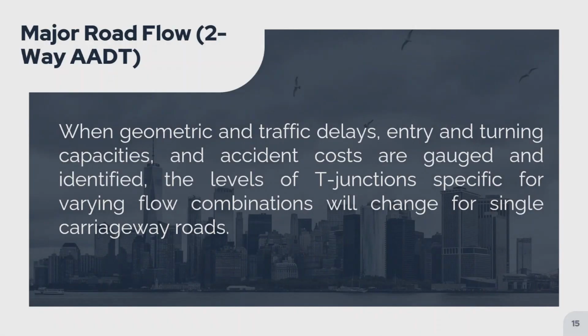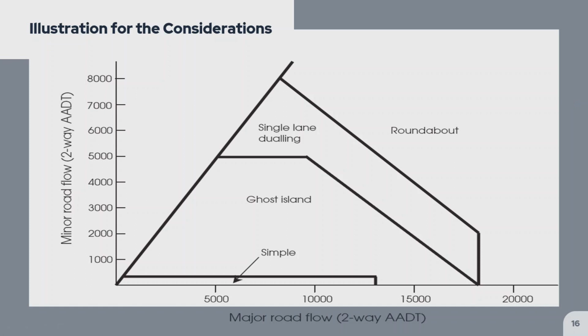For single carriageway roads, the different levels of T-junctions appropriate to a range of flow combinations are illustrated in the next figure. The information takes into account geometric and traffic delays, entry and turning capacities, and accident costs. The following figure shows the different levels of priority intersections for various major and minor road flows in the design year.